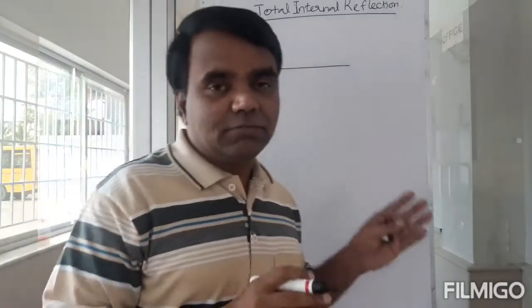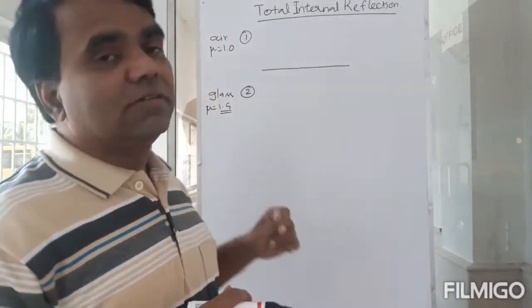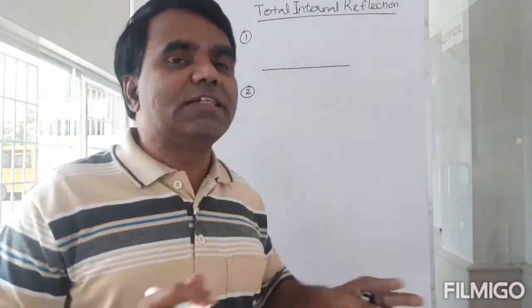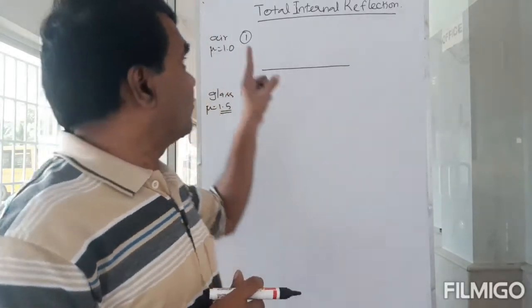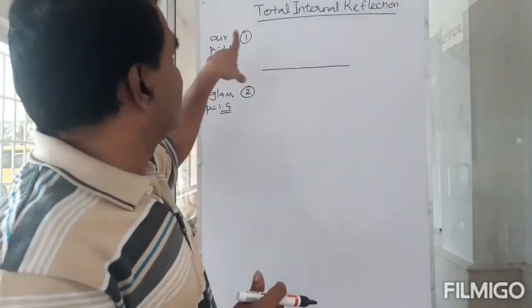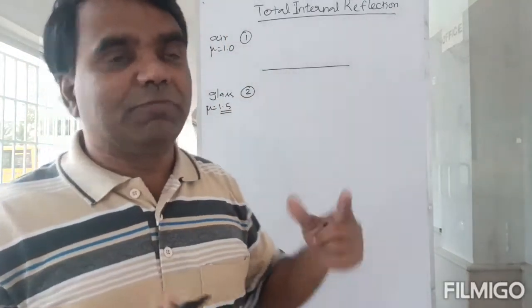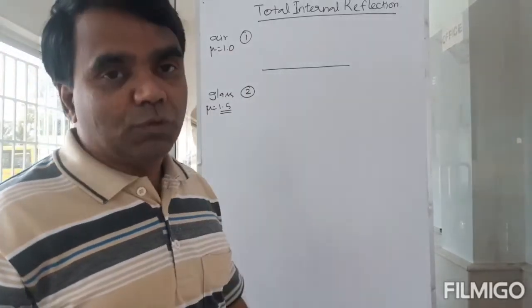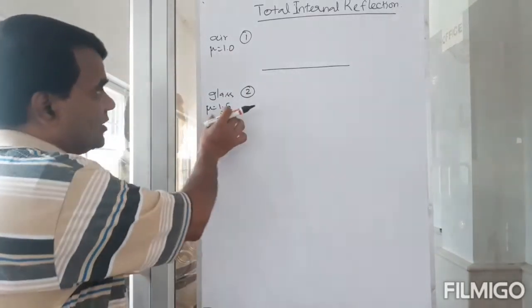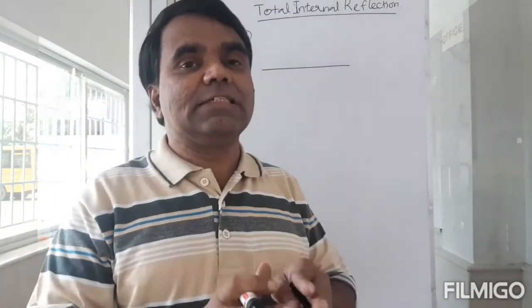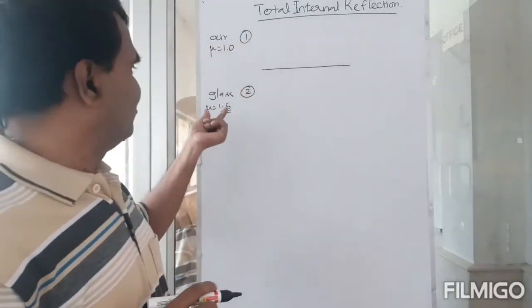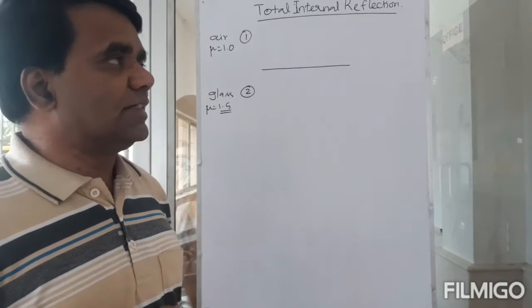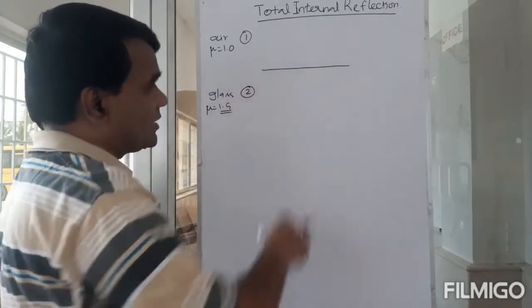The refractive index of air is almost the same as that of vacuum. So the speed of light in air is almost the same as the speed of light in vacuum. That is why you get a refractive index of 1. But here that is not so. The speed of light in glass is less than the speed of light in vacuum. So you get 1.5. All that we have already discussed. So this is the interface.